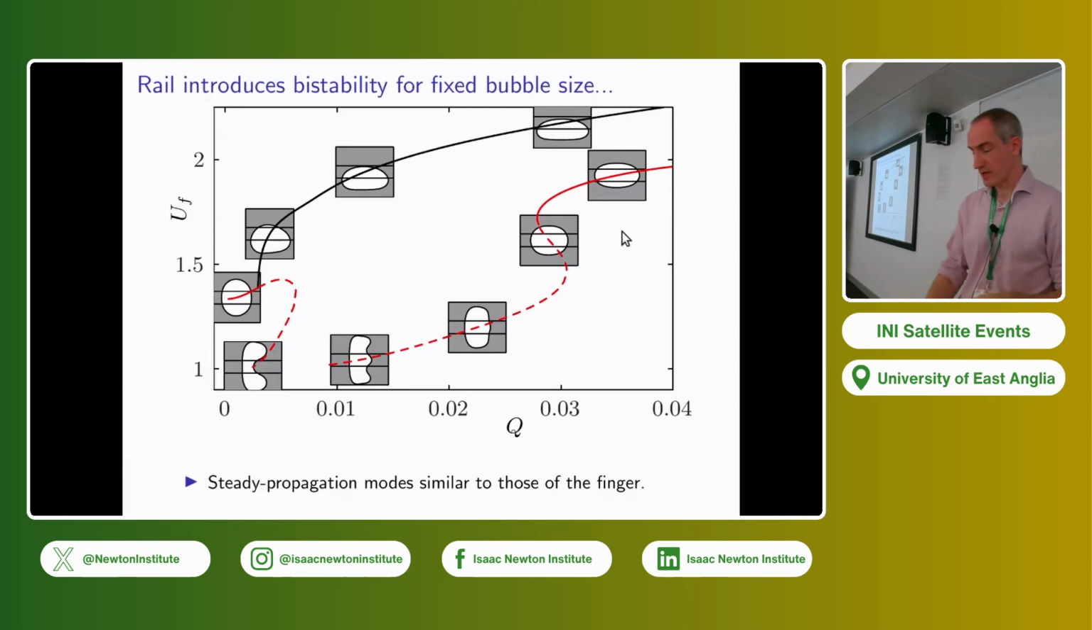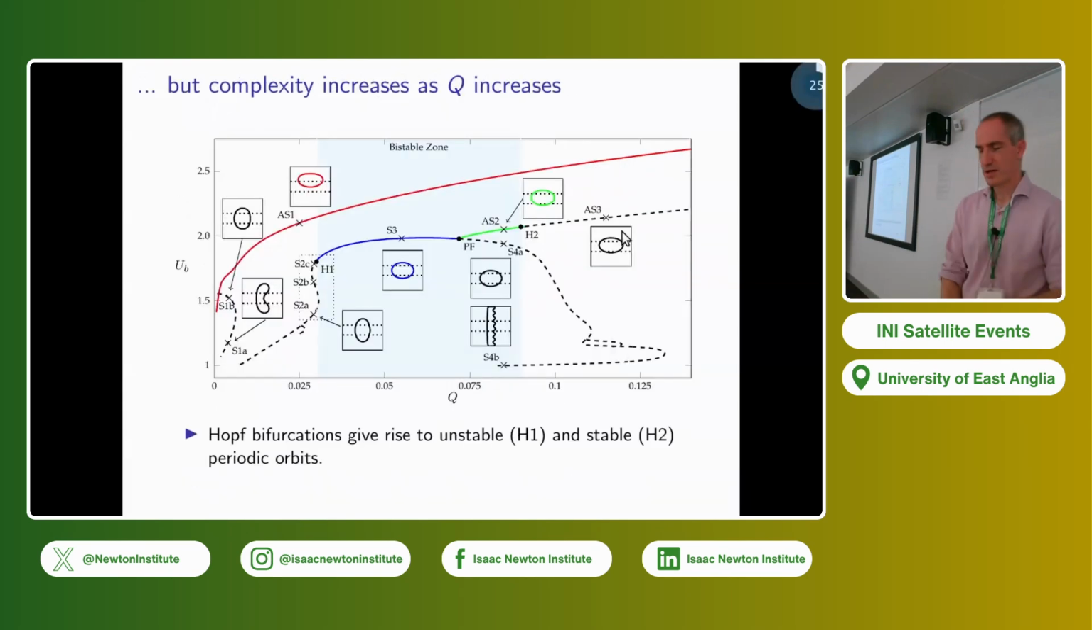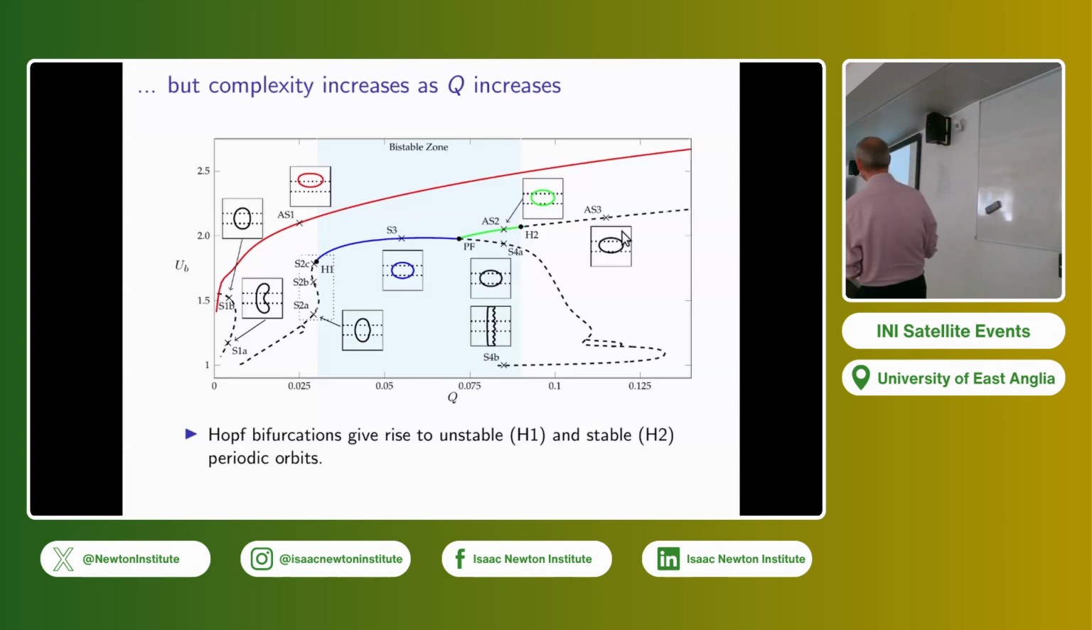And if you increase the flow rate yet further, then you get a more complex situation where there are Hopf bifurcations that give rise to unstable and stable periodic orbits and a whole load of messy solutions going on around here. I don't really want you to take in the full detail of this picture. It's just to show it's a mess, there's lots going on.